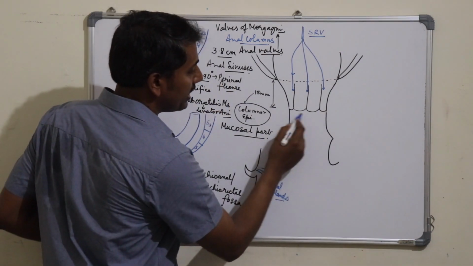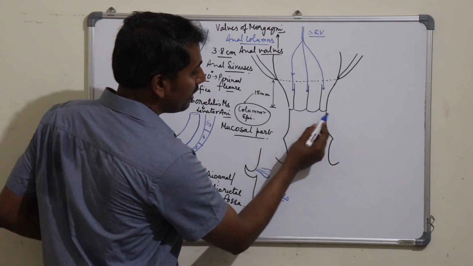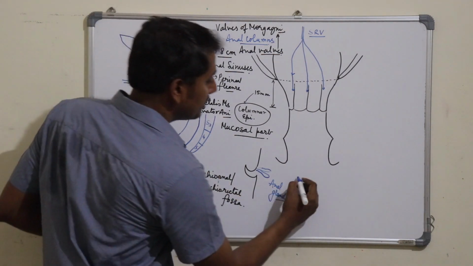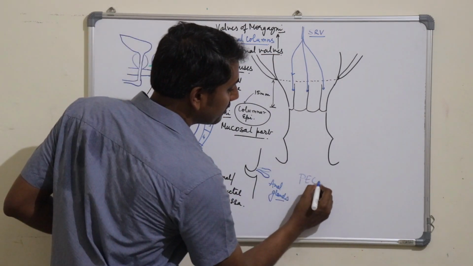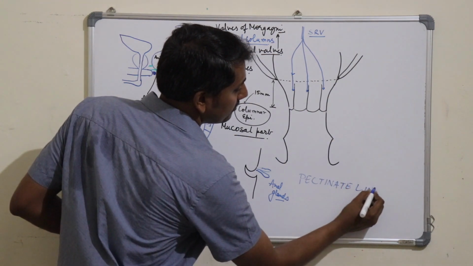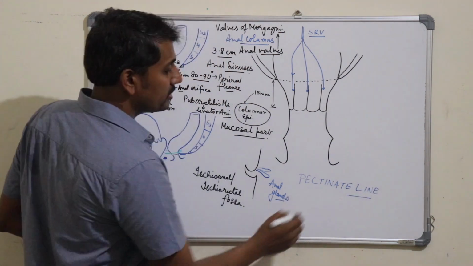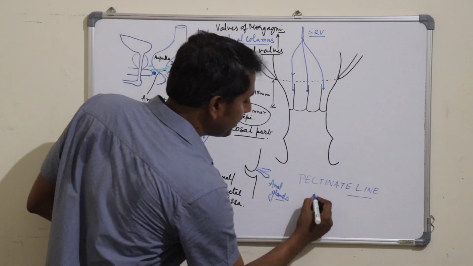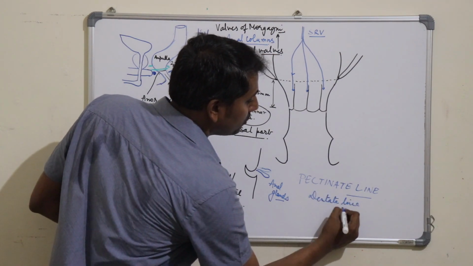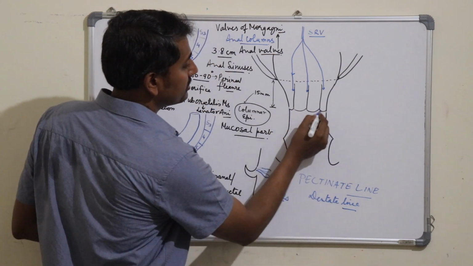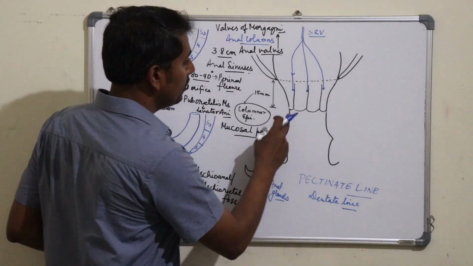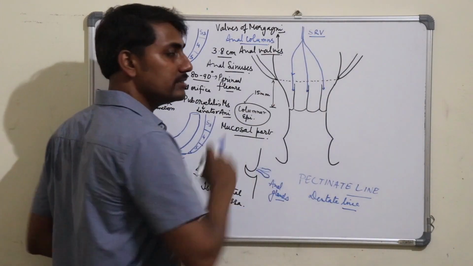Now you can make out from this diagram that these anal valves are completely encircling the interior of the anal canal and forming a line that is known as pectinate line. This pectinate line is also known as dentate line due to its teeth-like appearance. This pectinate line is very important and it forms the lower limit of this mucosal part.